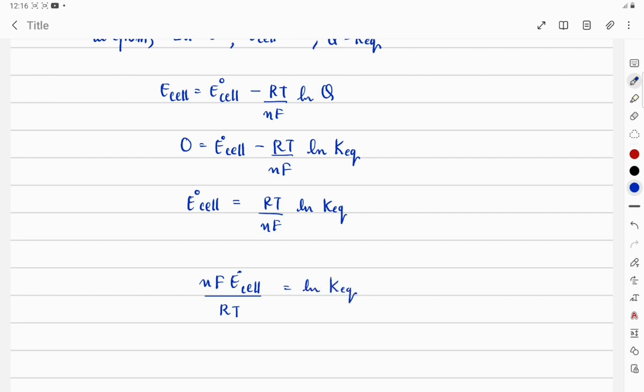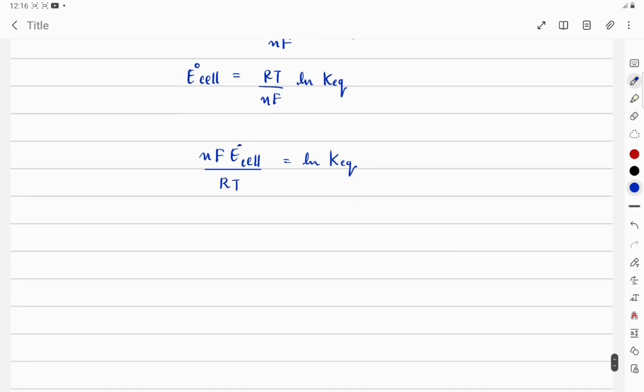Let's take the exponential on both sides and just shift the sides. So we will have K equilibrium equal to e raised to NF E0 cell divided by RT. This is how we will be finding K equilibrium, or the equilibrium constant. That is equal to e raised to NF E0 cell by RT.